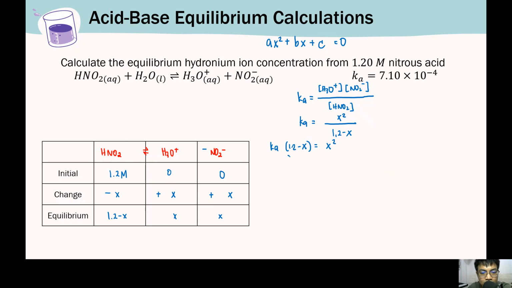Okay, and then I'll transpose everything to this side. So that will be 0 equals x squared minus Ka times 1.2 minus x. And then I can distribute the Ka, no? So distribute.